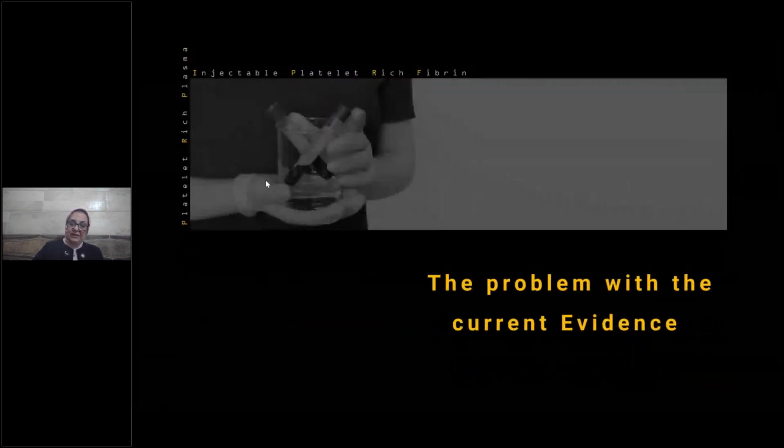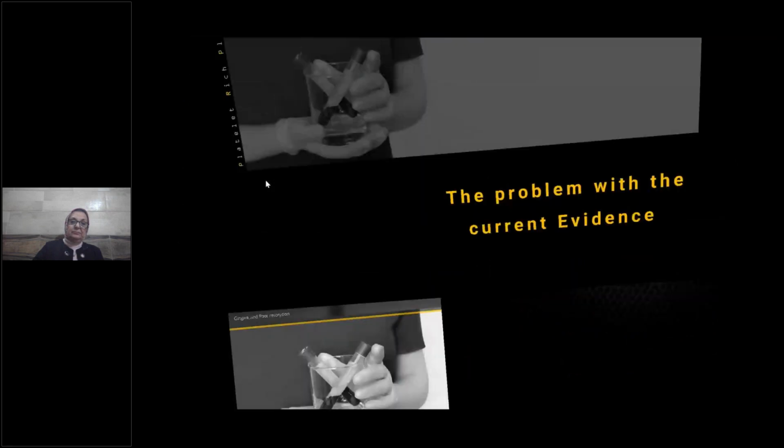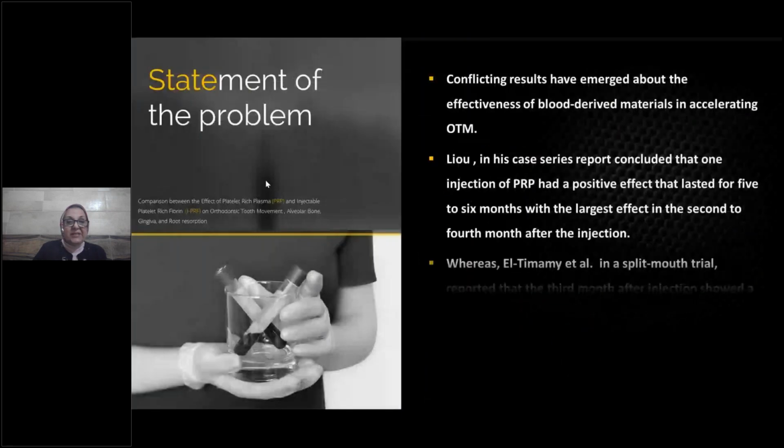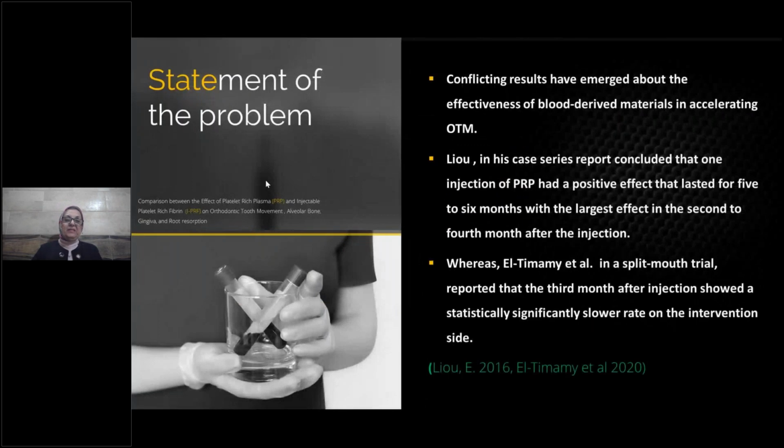The problem with the current evidence: conflicting results have emerged about the effectiveness of blood-derived materials in accelerating orthodontic tooth movement. Leo, in his case series, concluded that one injection of PRP had a positive effect that lasted for 5 to 6 months, with the largest effect in the 2nd to 4th month after the injection.